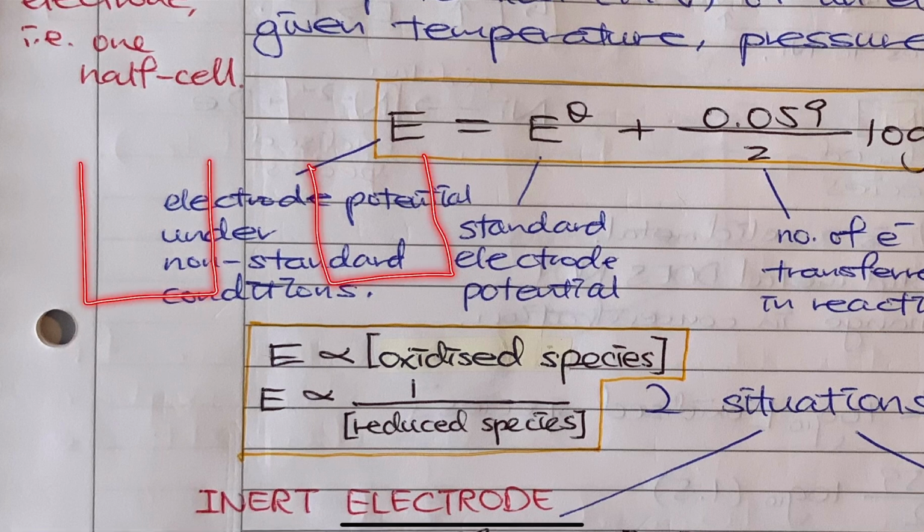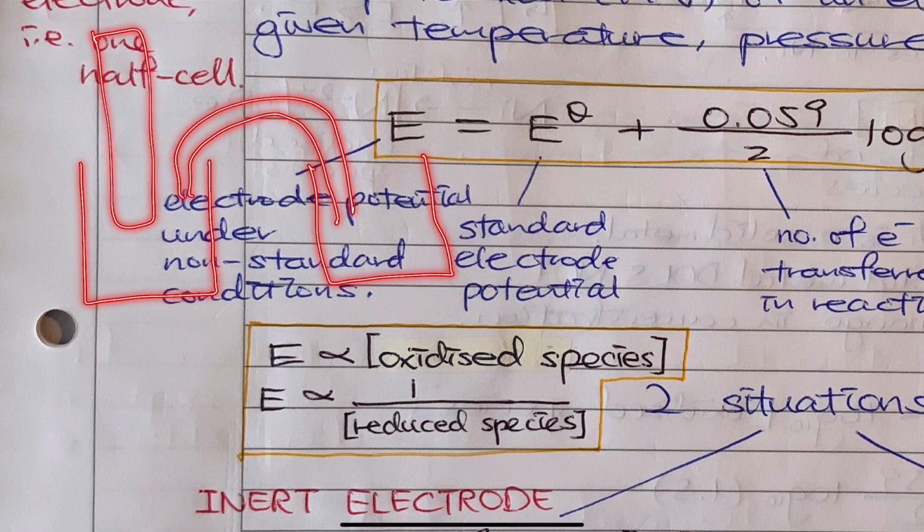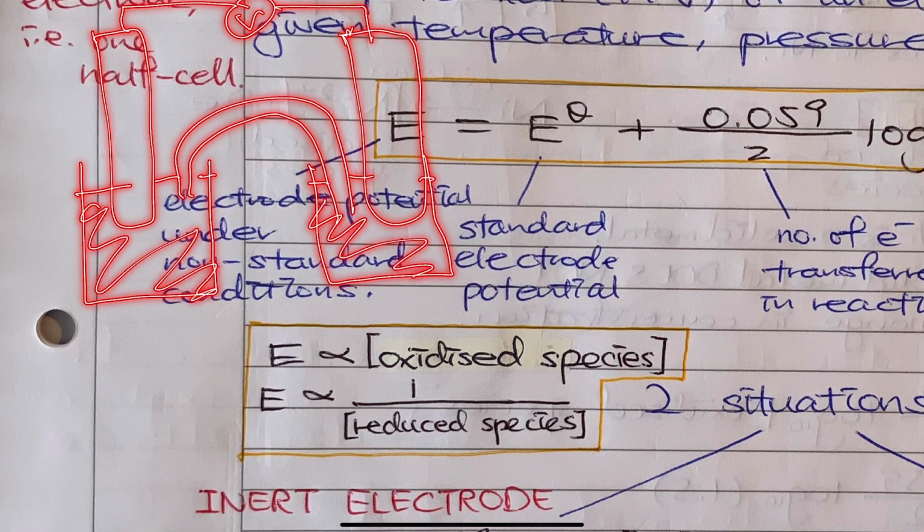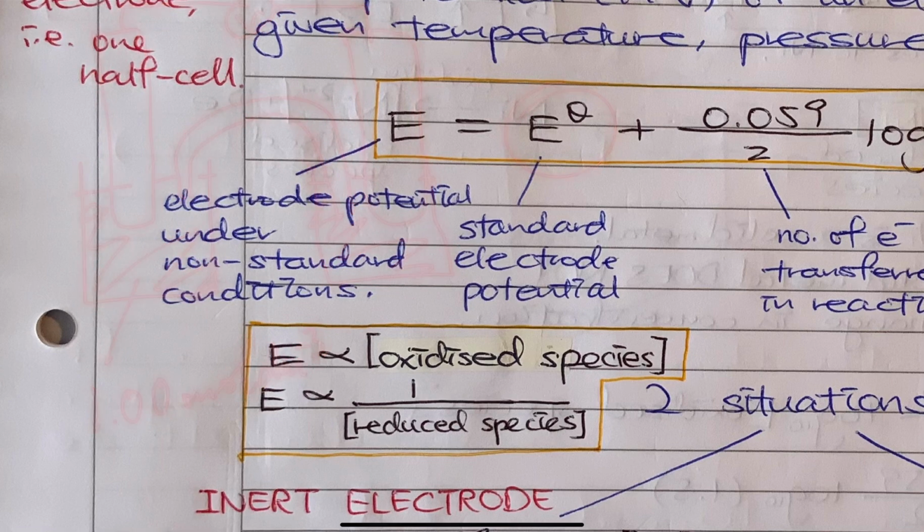This is how your galvanic cell looks. There's a salt bridge, you have electrodes here, connected to a voltmeter. And down here, you have solutions. These solutions might be 1.00 mole per dm cubed if you're recording the standard electrode potential.